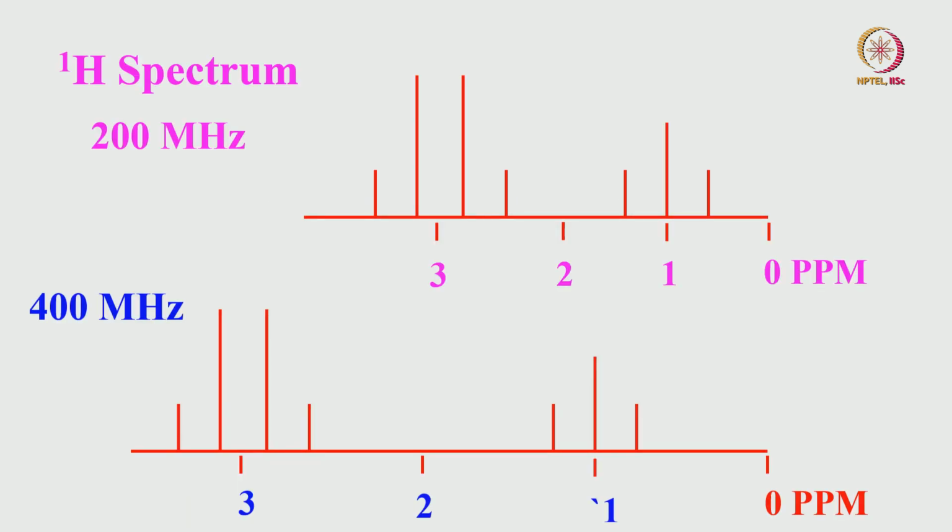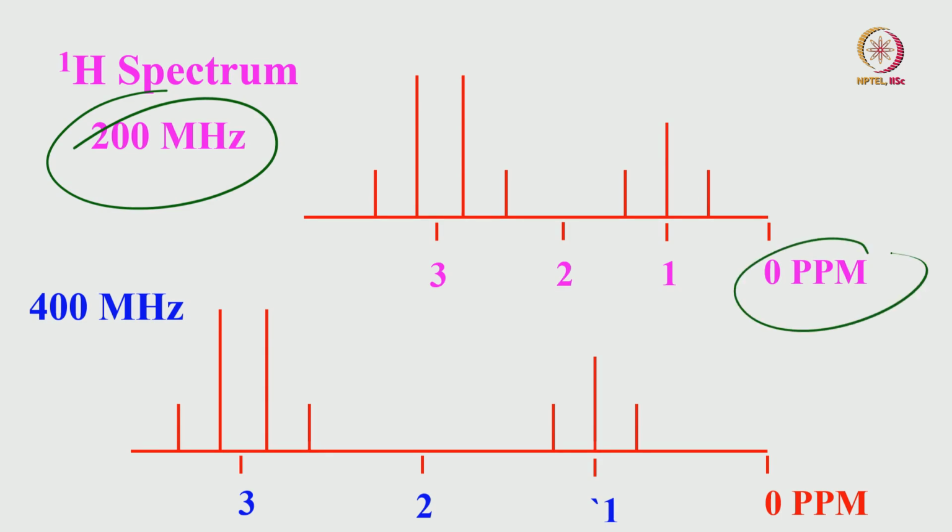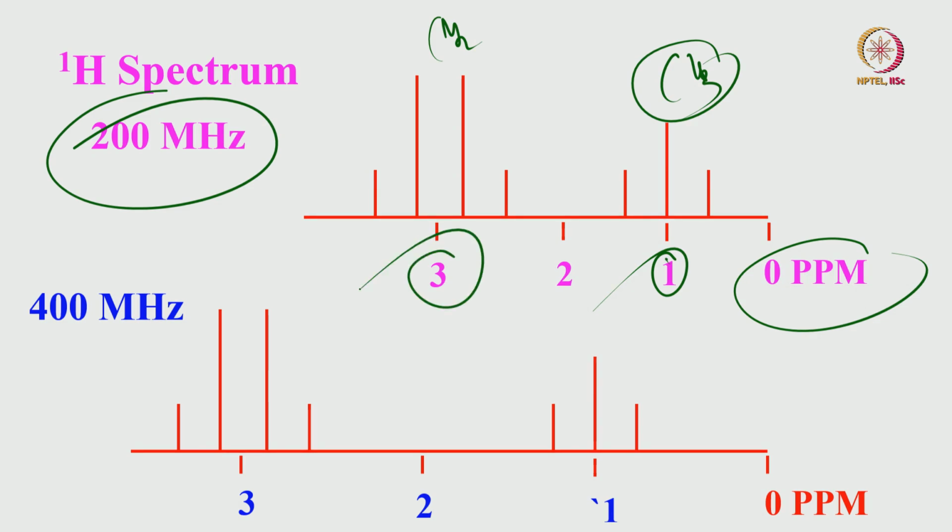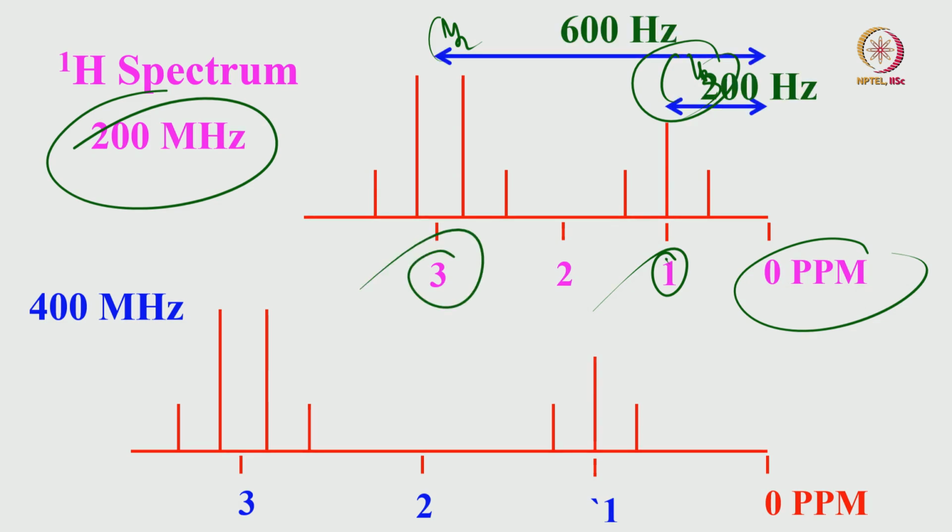Let us take an example of a proton spectrum at 200 megahertz. I have a triplet and a quartet, and 0 ppm is somewhere there, tetramethylsilane. This is the chemical shift of one proton: this is CH3, this is CH2. CH2 is a quartet because of CH3, CH3 is a triplet because of CH2, and this is at 1 ppm, this is at 3 ppm. And what do you get? In frequency, this is 200 hertz and 600 hertz, that we know. And this adjacent line separation gives you the coupling constant, fine.